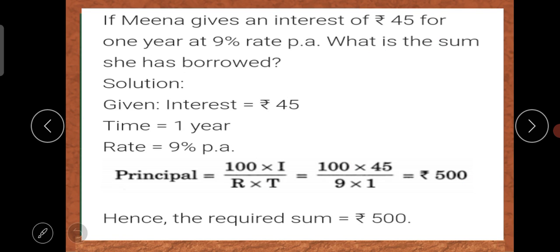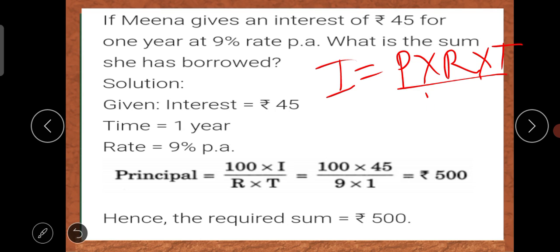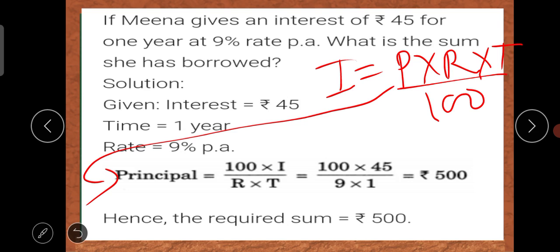Okay. Now the last question of this exercise, question number 11. If Meena gives an interest of rupees 45 for 1 year at 9% per annum, what is the sum she had borrowed? Here again, what is given? Interest is given, that is 45 rupees. The time period is 1 year, and the rate is 9%. Here you have to find the principal. Same method I told you. I equals P into R into T upon 100. Here they told us to find P, so P comes to this side. With P it is R and T, which come on the downside as a denominator, and 1 into 100 will be written here.